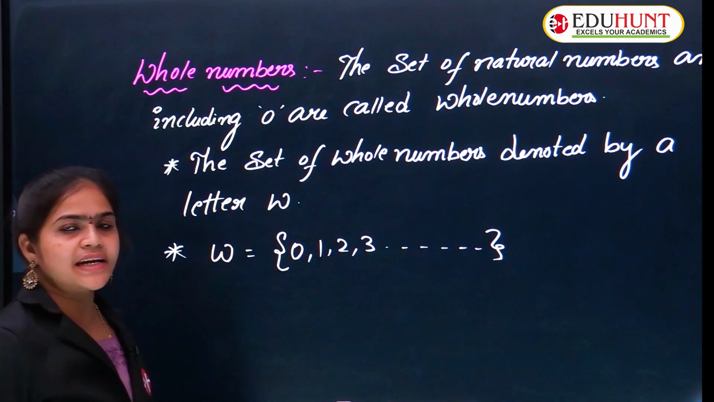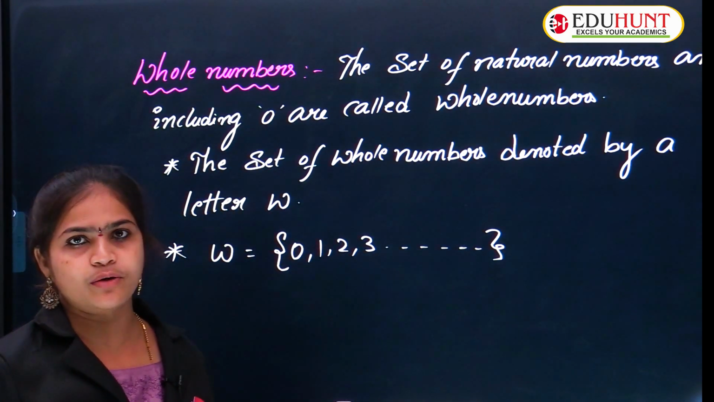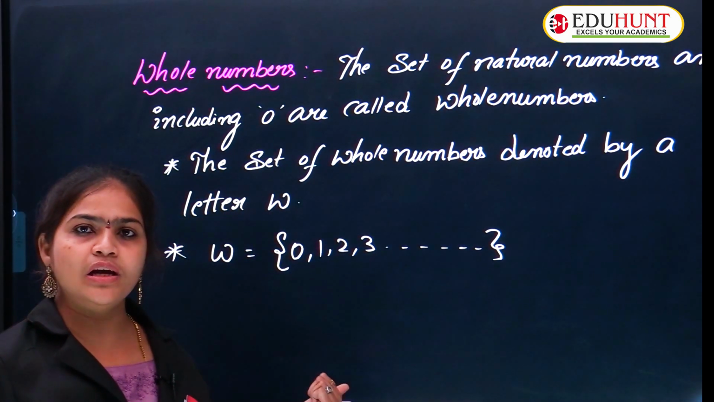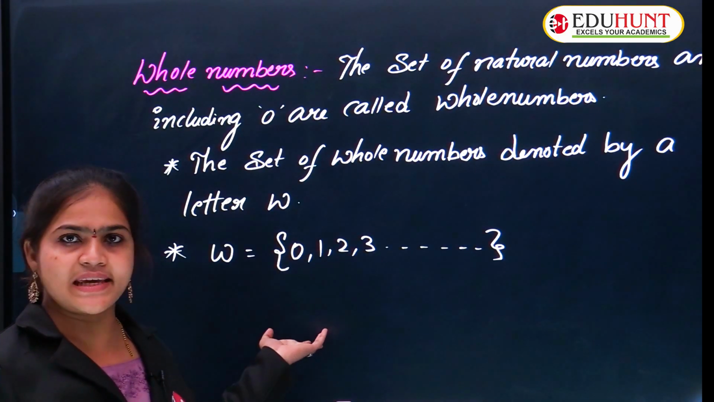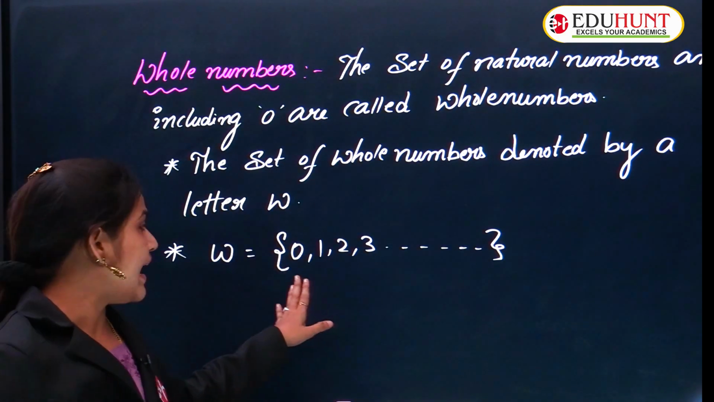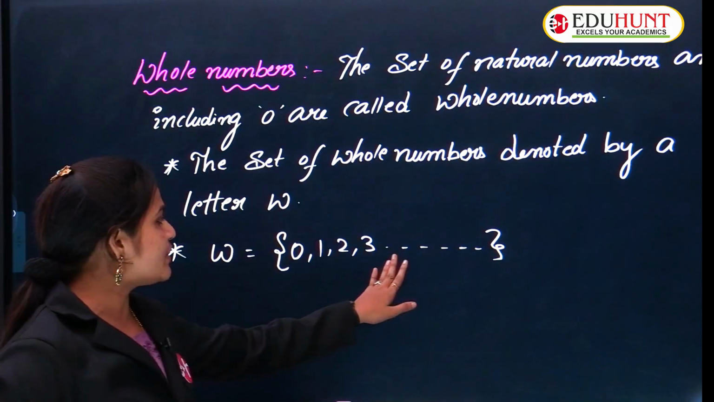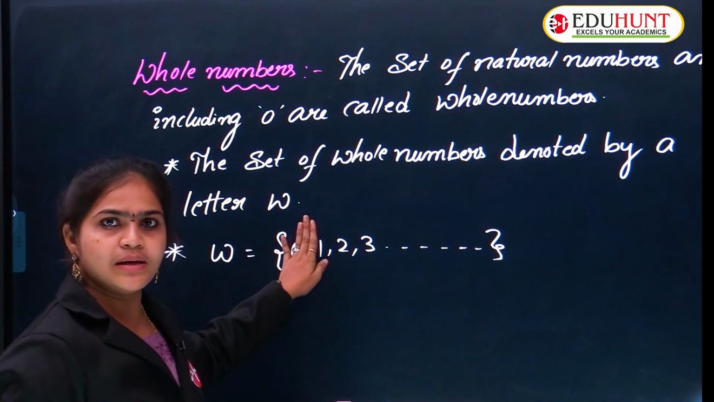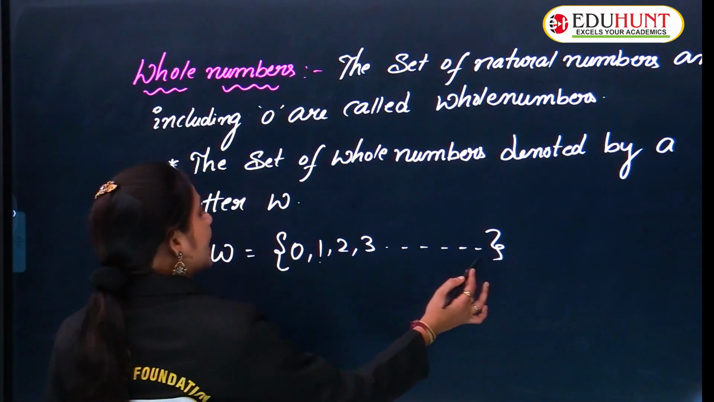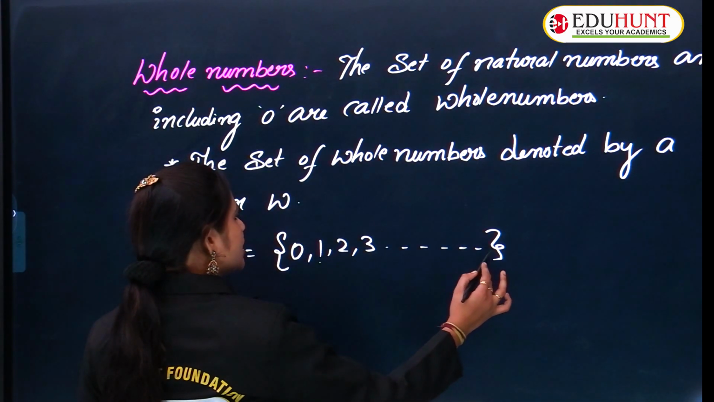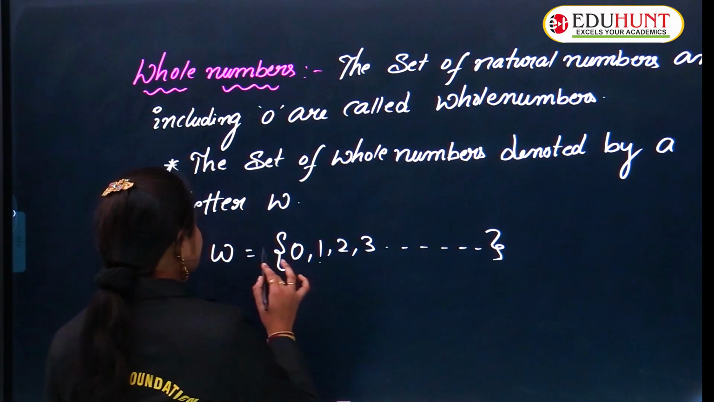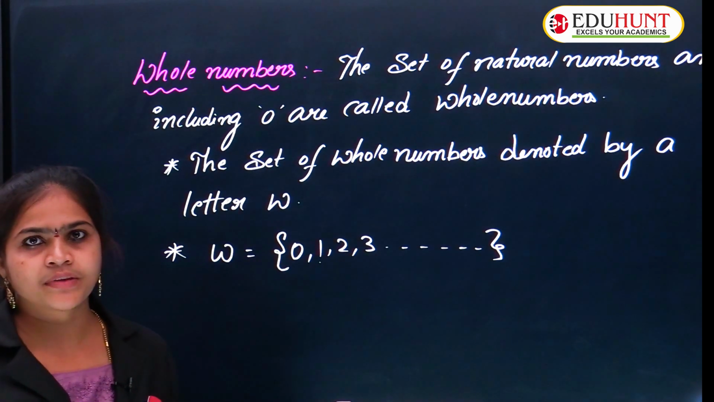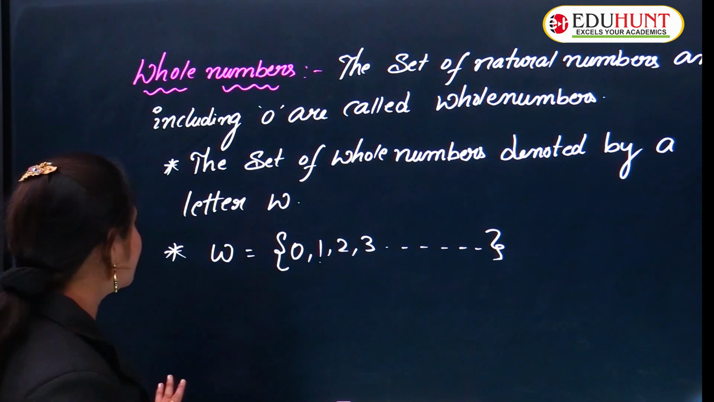Here, what is the starting number? The starting number is 0. Then what is the smallest whole number? The smallest whole number is also 0. Except that 0, which type of numbers can we observe here? We can observe natural numbers, 1, 2 and so on. These are all natural numbers including 0. That set is called whole numbers. Understood?